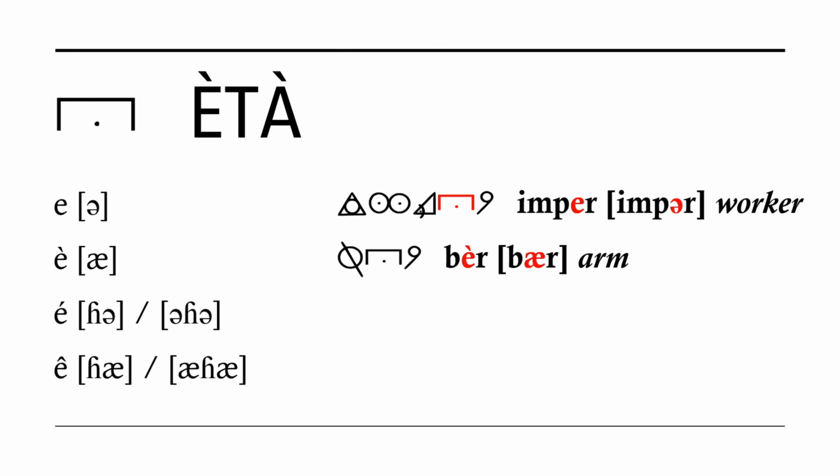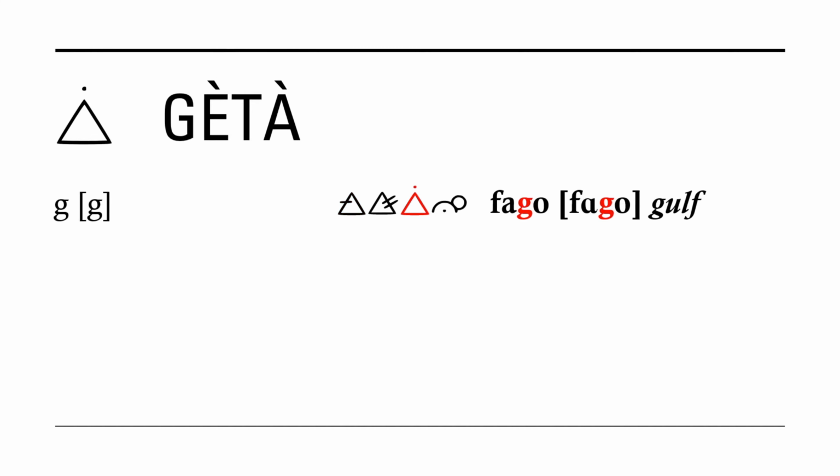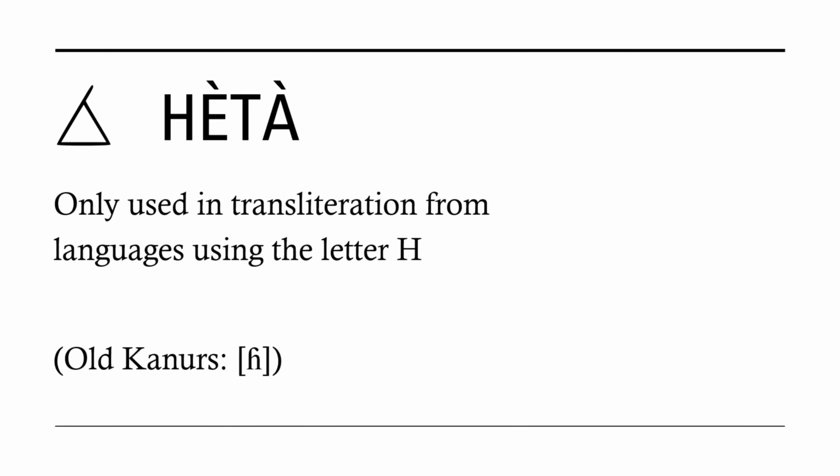Eta, which can be pronounced E, He, or Ehe, as in Imper or Ber. Feta is pronounced F, as in Ferta. Geta is pronounced G, as in Fago. Heta is no longer used in Kanurs. However, it can still be used for transliteration from other languages which do use the letter H.